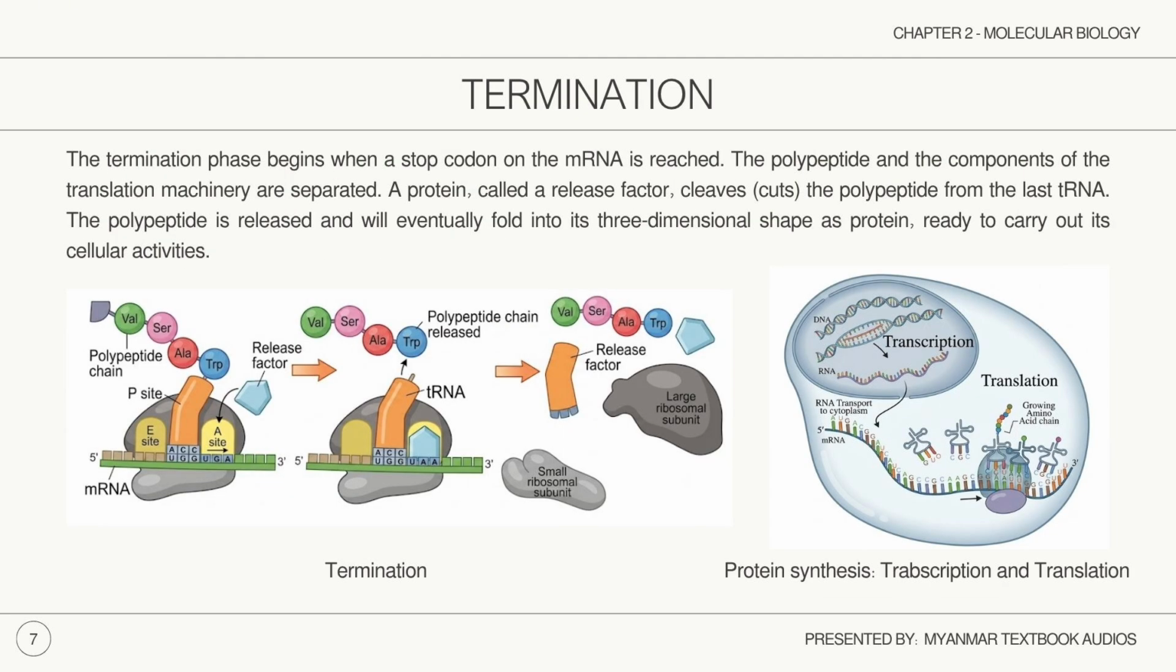Termination. The termination phase begins when a stop codon on the mRNA is reached. The polypeptide and the components of the translation machinery are separated. A protein, called a release factor, cleaves, cuts the polypeptide from the last tRNA. The polypeptide is released and will eventually fold into its 3-dimensional shape as a protein, ready to carry out its cellular activities.